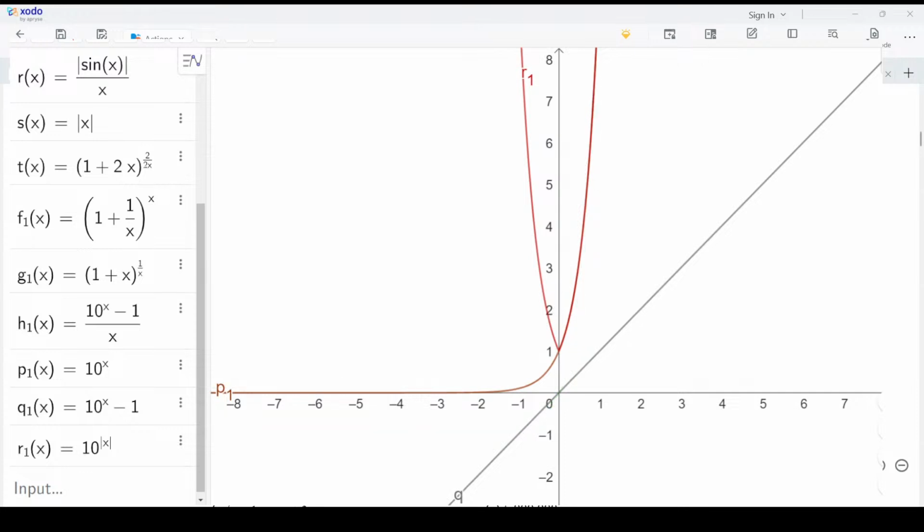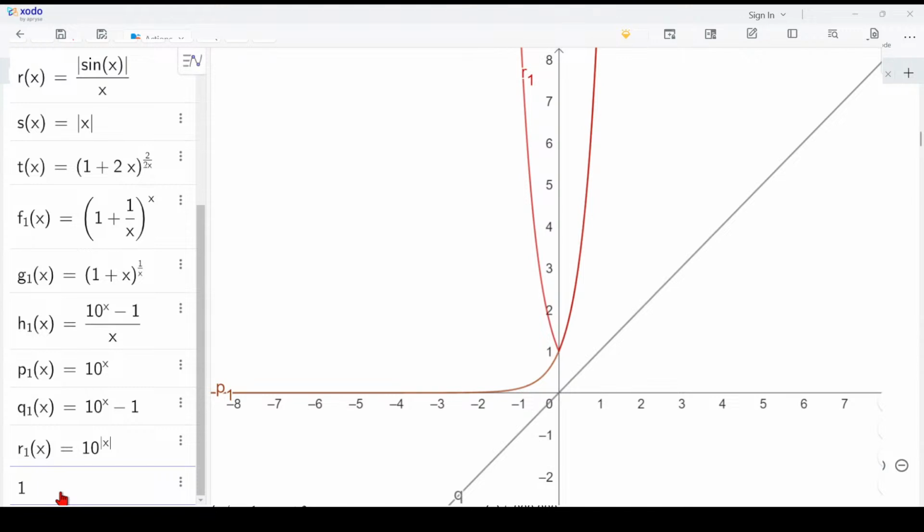10 power mod x is becoming like this. Why is this happening? It's a step function, right? Not a step function, it is an absolute function. Okay. 10 power x is this.